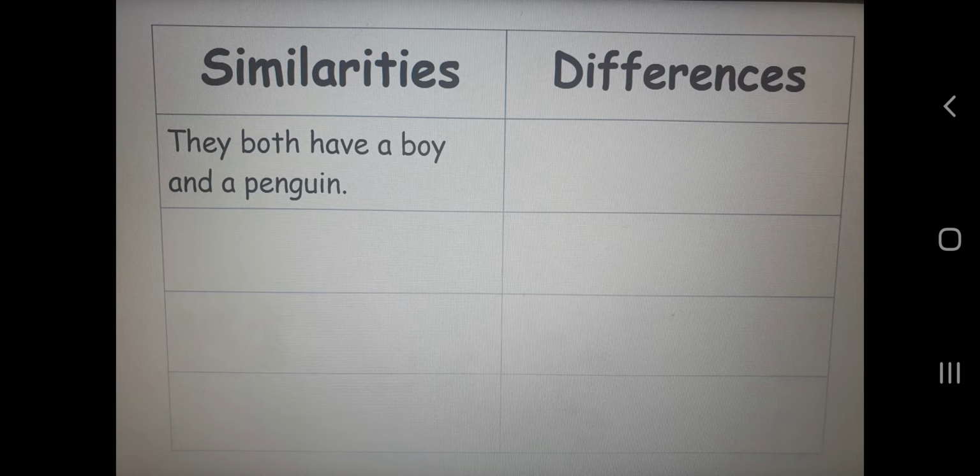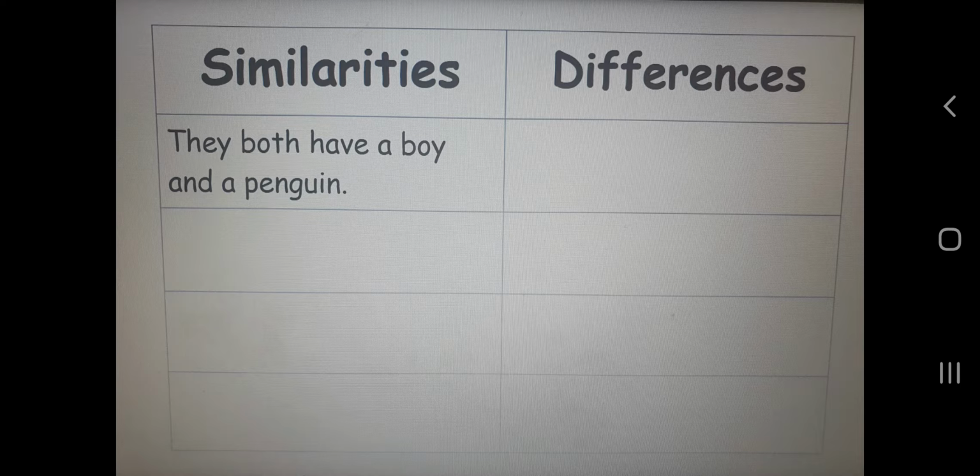Now, when you are drawing your comparison chart, you will need to have two columns. In one column, you need to write the heading Similarities. In the other column, you need to write Differences.